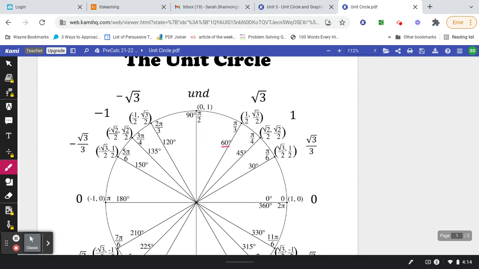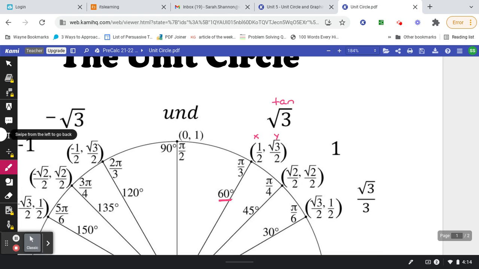And then for each one, you have the x, the y, and then this one right here is the tangent. So the first number in the ordered pair is the x, the second one is the y, and the third one is tangent. They're asking us for sine. Sine is y, so we want to give them that answer, square root of 3 over 2.